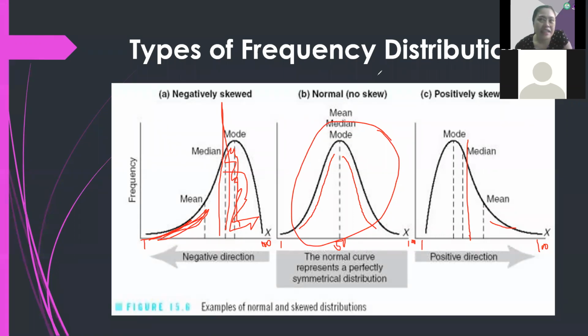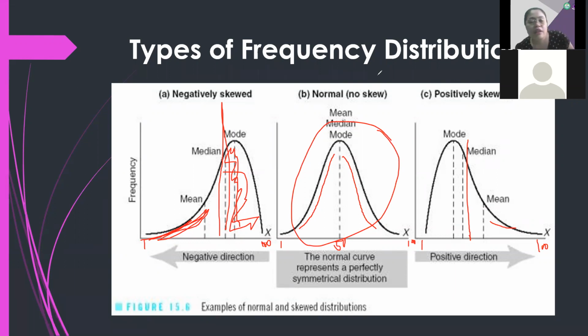To give you an idea, parametric test examples niyan, t-test, ANOVA. Yan kasi yung mga pinakasikat, no? I don't know if you have encountered this test in your high school years. Pero alam ko yan talaga ang pinaka-common, t-test and ANOVA.